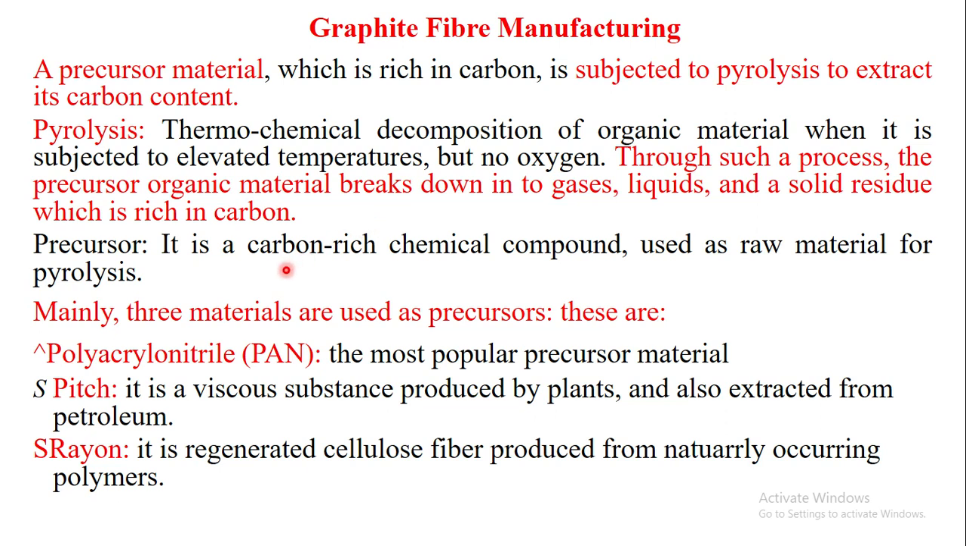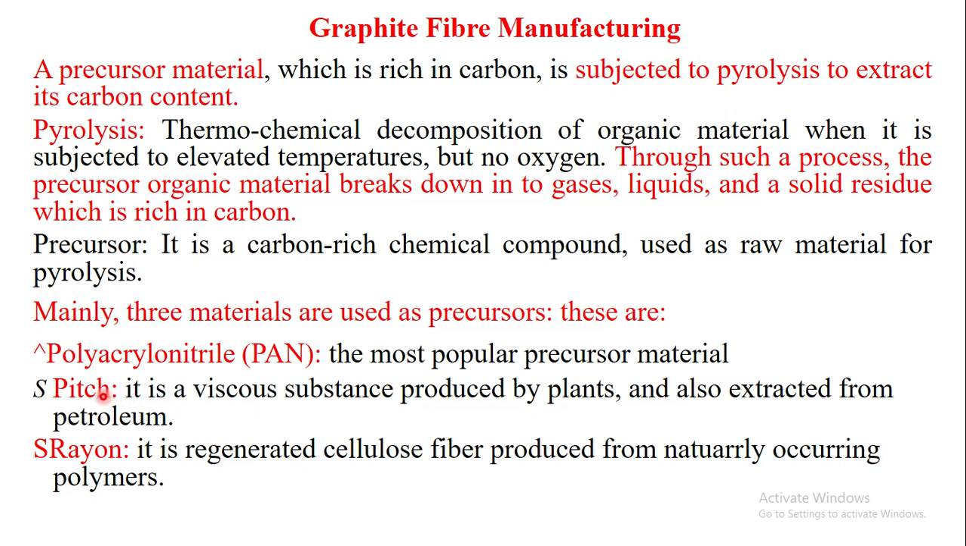A precursor is a carbon-rich chemical compound used as raw material for the pyrolysis process. Mainly, three materials are used as precursors. These are polyacrylonitrile, or PAN, the most popular of these materials.